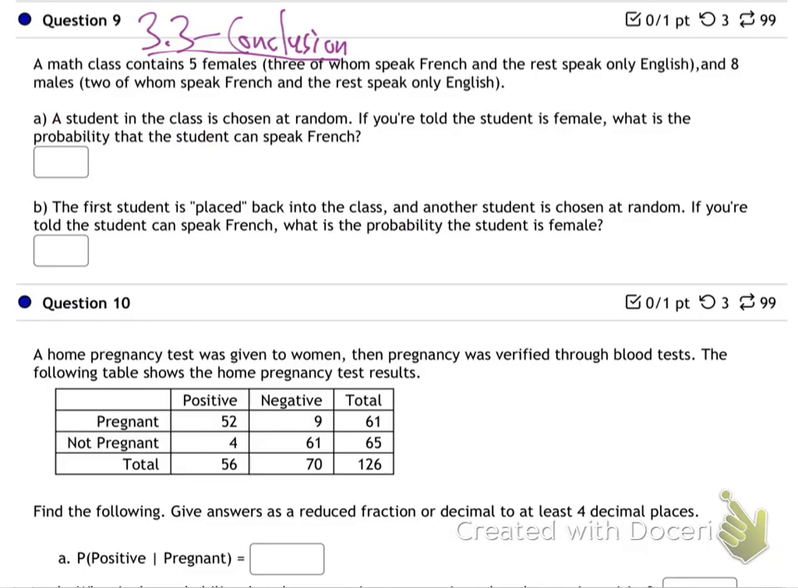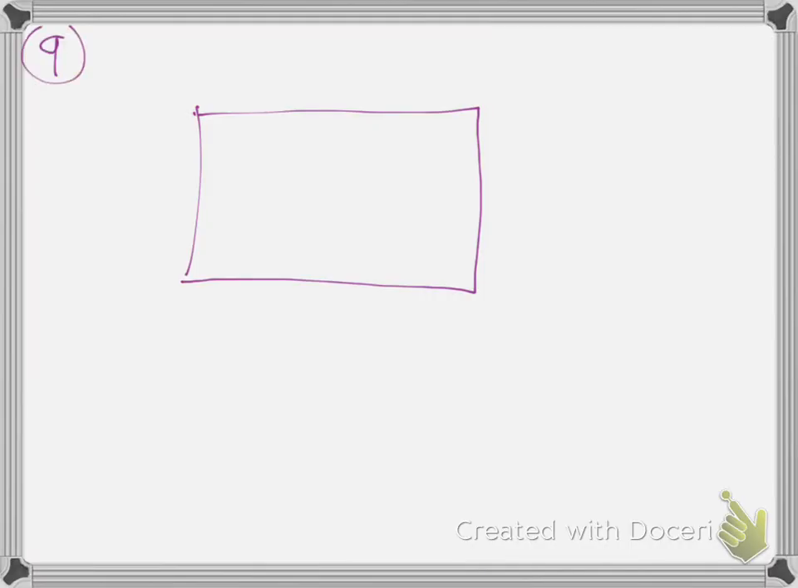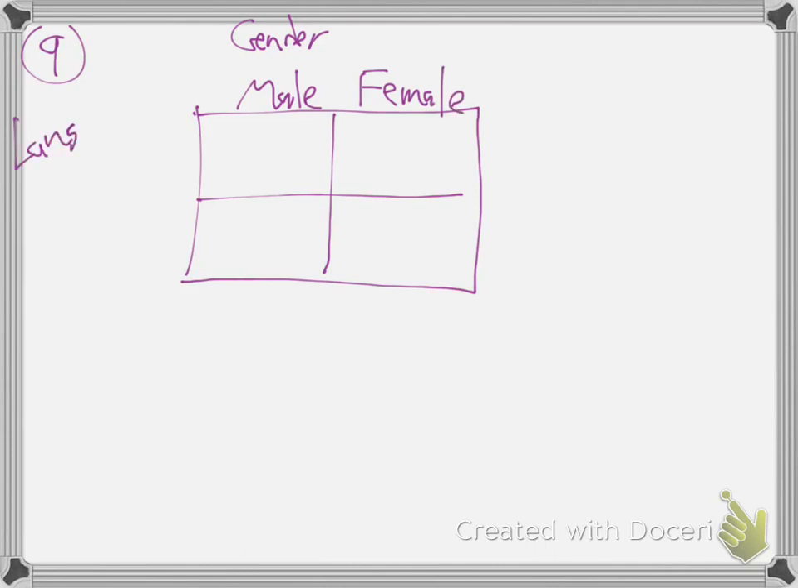This is number 9. I'm going to make a big box, and I'm going to put gender at the top. Put it on the side, doesn't matter. Male, female. And then on the side, language. Or you could have put the gender on the side and the language on the top. It doesn't matter at all. Language, French or English. It doesn't matter what order you put. English first, then French. Female first, then male. Whatever. Does not matter. Is that good? And then you just start putting in the numbers.